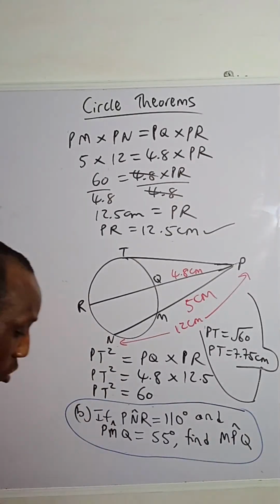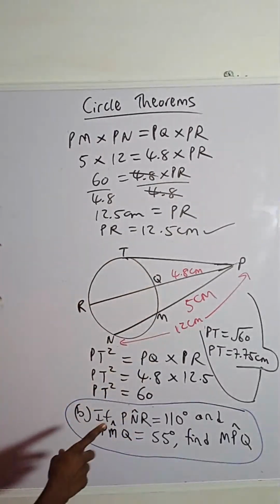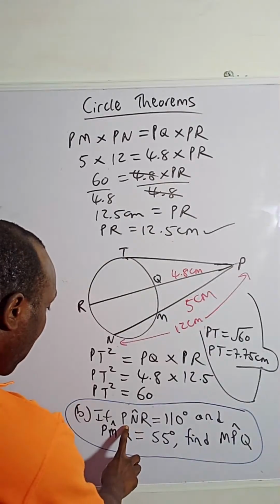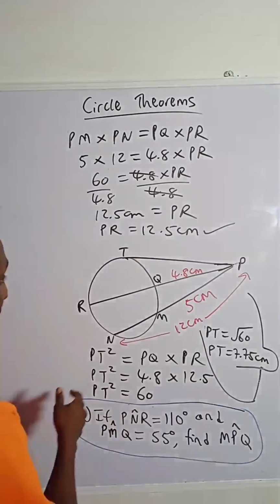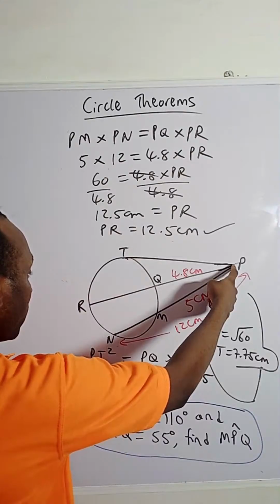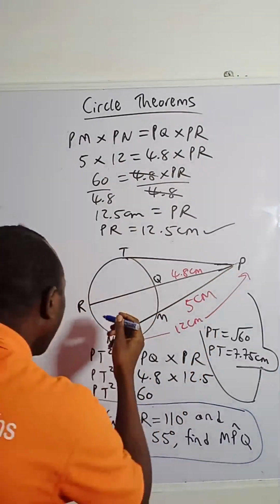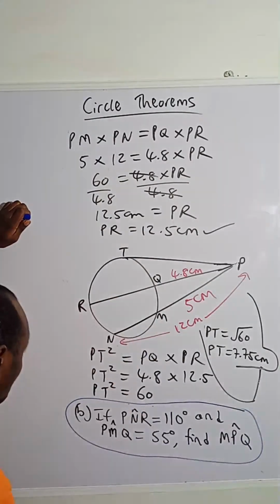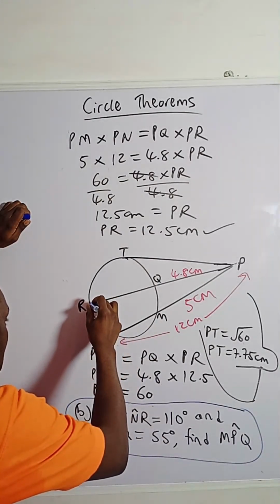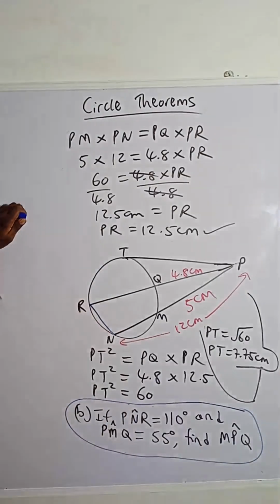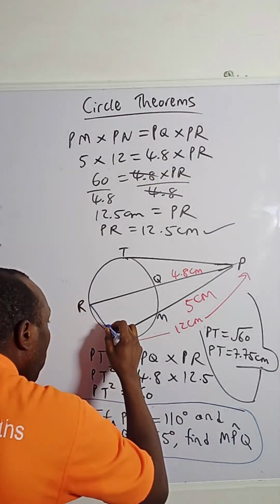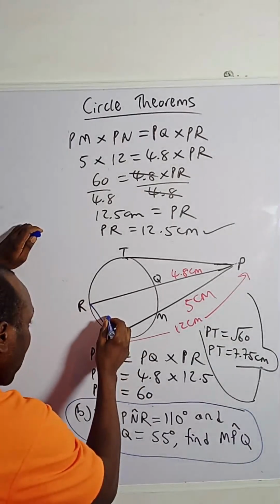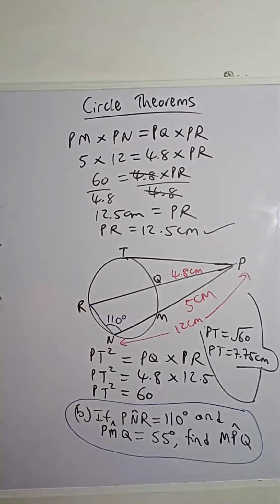So what I'm going to do, let me just help you out. I'll just connect the points here. PNR, angle PNR, where's that? From P to N to R. So see, I'm going to connect it because it was not connected. Yes, and they told us this angle here is 110 degrees. This is 110 degrees. You see that?